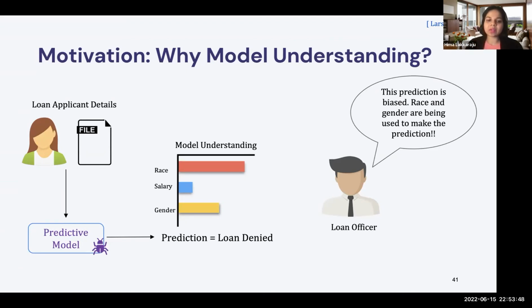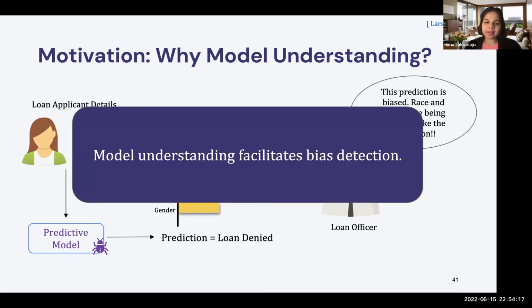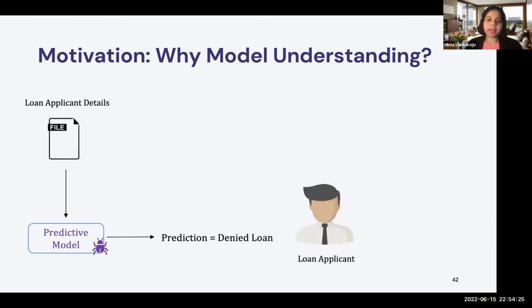then we can say more about the model, right? So in this case, what we observe is that the model might be focusing more on race and gender when making this decision of denying a loan to this applicant. So this prediction is biased since it is relying on features such as race and gender. And a loan officer who is able to see this can actually decide not to give any kind of weightage to this prediction and rather make his or her own decision about this particular applicant, right? In this case, model understanding is helping us facilitate bias detection. Okay, so if the model is relying on features such as race or gender.